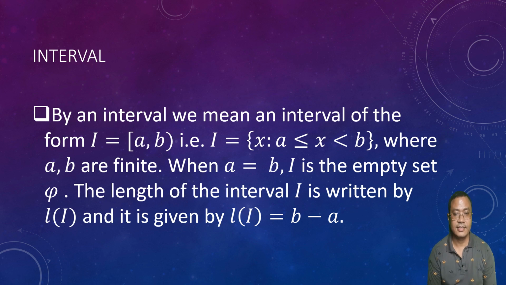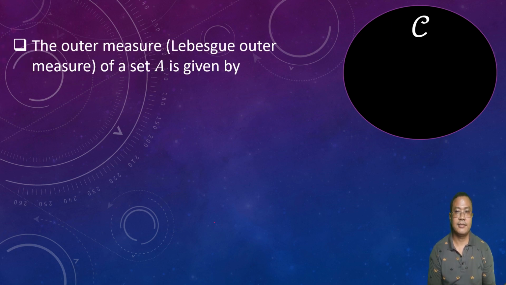Okay, so in case a is equal to b, I is said to be an empty interval. The length of the interval is equal to the difference of the endpoints. So the length of the interval is denoted by l(I), that is equal to b minus a. All right, so like this, suppose we have a collection C.